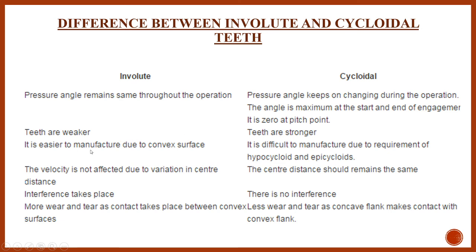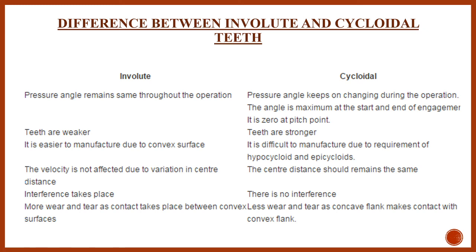Involute gear tooth profiles are easy to manufacture, but cycloid gear tooth profiles are difficult to manufacture because they consist of two curves: one is the epicycloidal and second one is the hypocycloidal. The velocity is not affected by variation in the center distance, as we already studied. If we change the center distance between the two gears up to a certain limit, the velocity ratio remains the same, but the same condition is not applicable for the cycloid gear tooth profile. If we change the center distance, the velocity ratio may change.